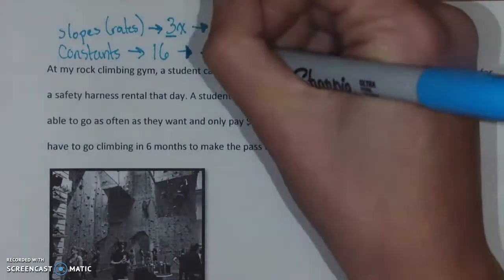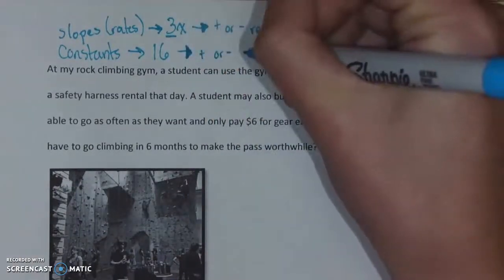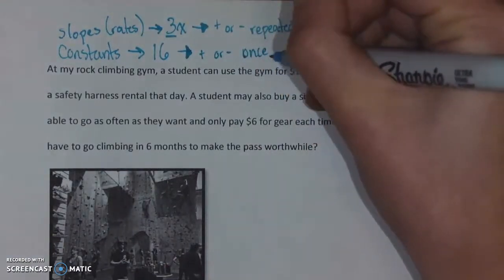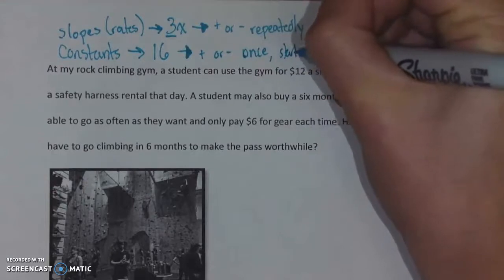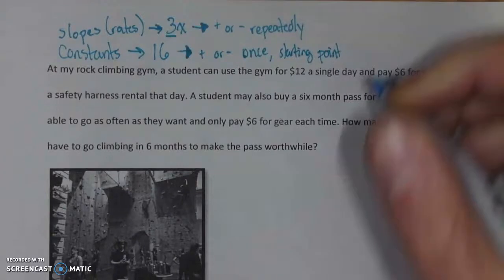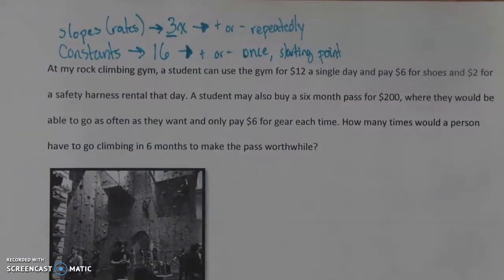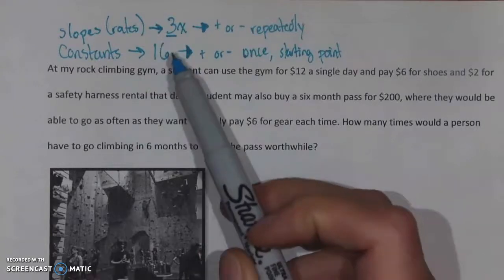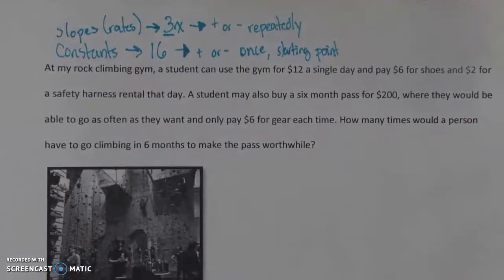Constants, on the other hand, will be added or subtracted just once. And it's usually considered our starting point. So it's an amount that you pay right at the beginning or a height that you start at. Those will be just added once or subtracted once. So that would be a constant. So let's try these out.